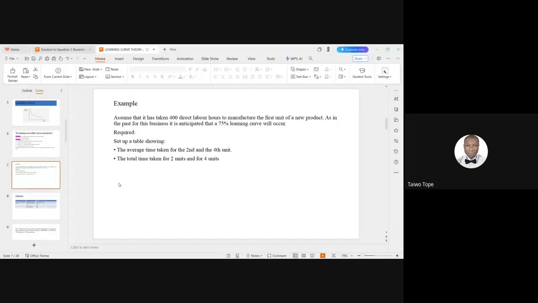Now, we've been given the time for the first unit to be what? 400 direct labor hours. Now, if we double the first unit, we're going to have 2. And the learning rate given in the question is 75%. So for us to get the average time for the second unit and for the fourth unit, what are we going to do?